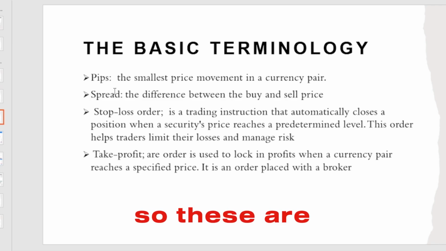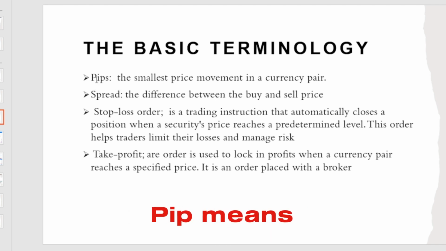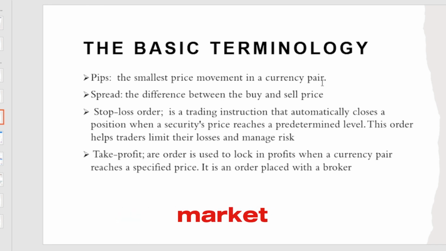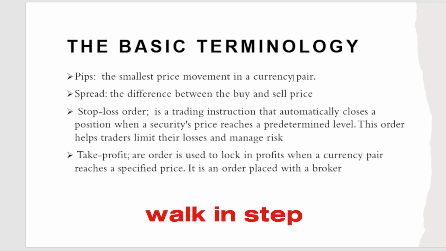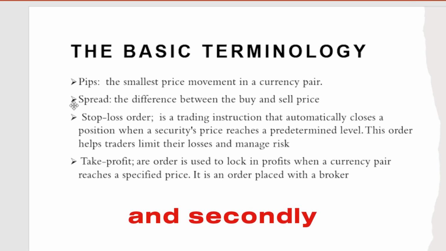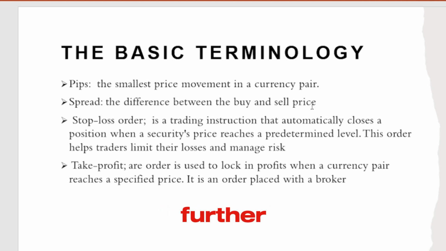These are the basic terminologies you're going to be needing as a beginner trader. First, there's what we call a PIP. PIP means price in percentage. A PIP is the smallest movement in the currency market. Just like we humans work in steps, the currency market works in pips. Secondly, we have spread. Spread is the difference between the buy price and the sell price. You can also say spread is the difference between the bid price and the ask price. As we move further, you're going to understand all these things in detail.